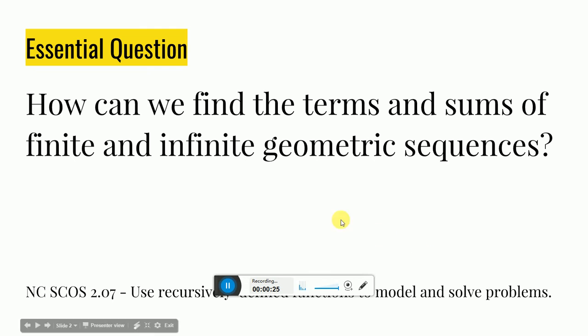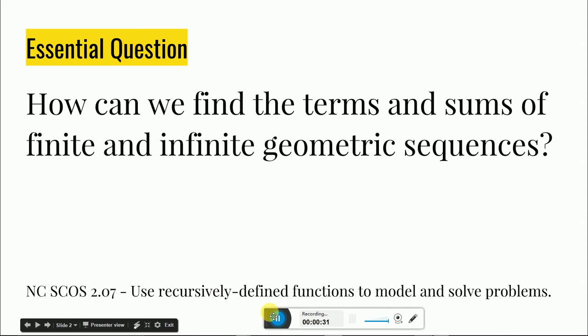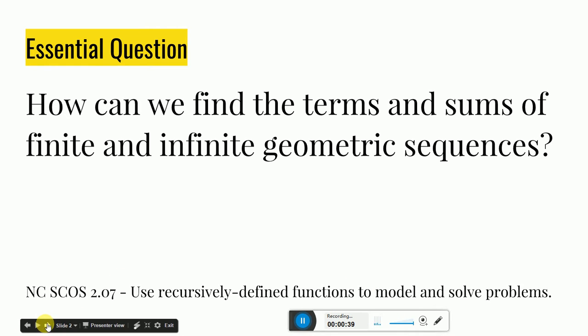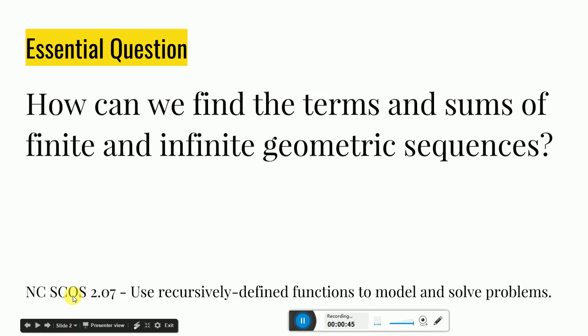The essential question: how can we find the terms and sums of finite and infinite geometric sequences? And this comes from standard 2.07, where we use recursively defined functions to model and to solve problems. So let's jump right in and talk about what a geometric sequence is, what geometric series are. We're going to look at the differences between finite and infinite geometric sequences and series.